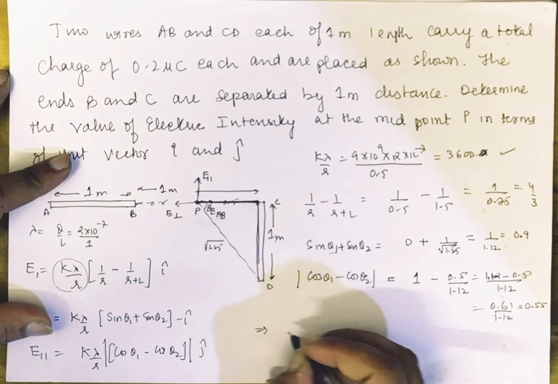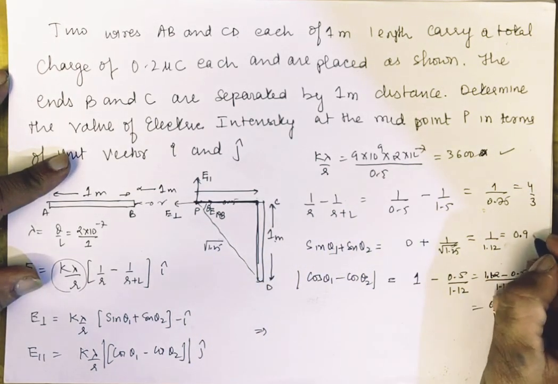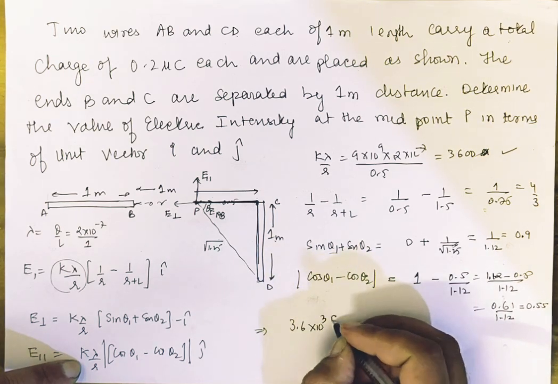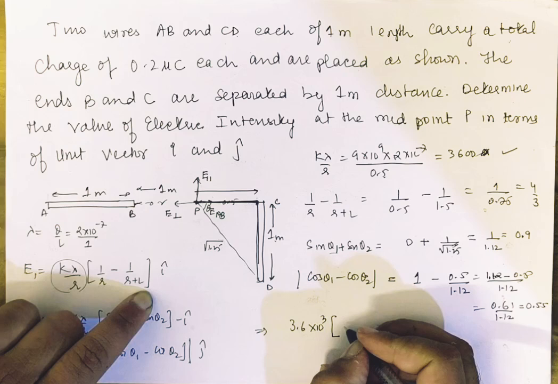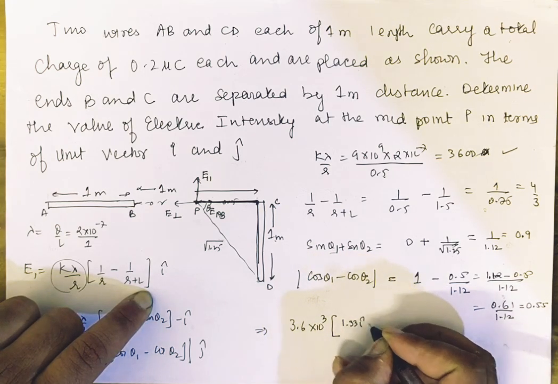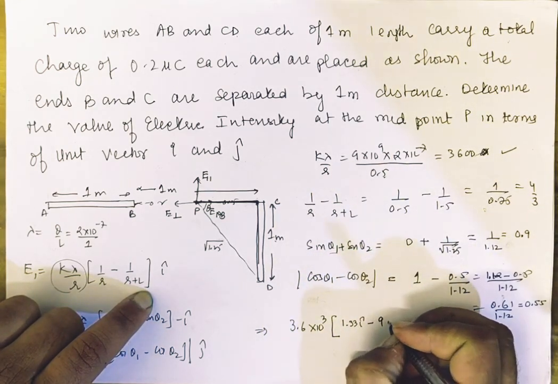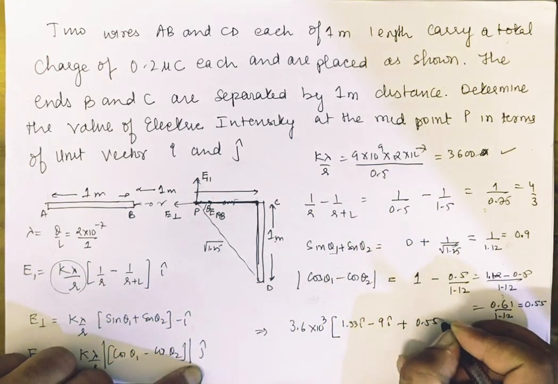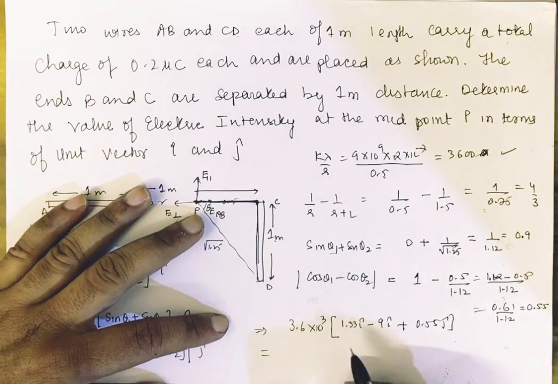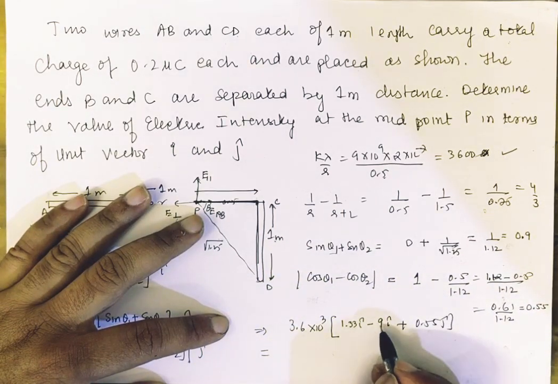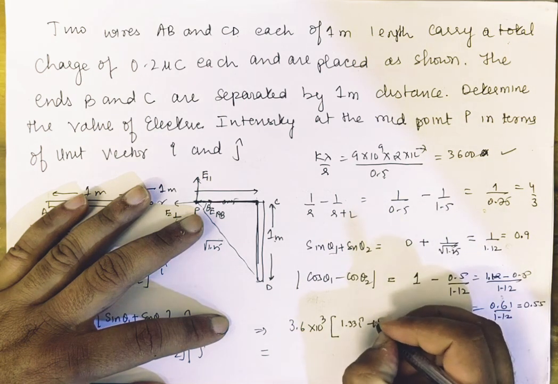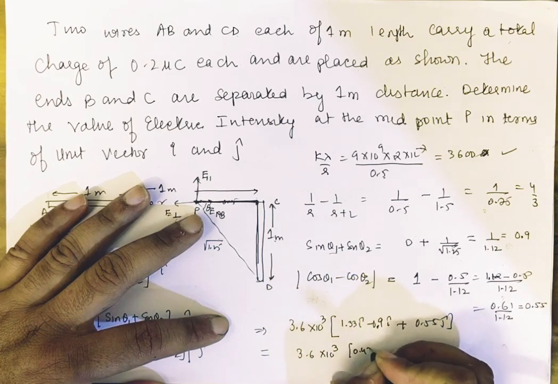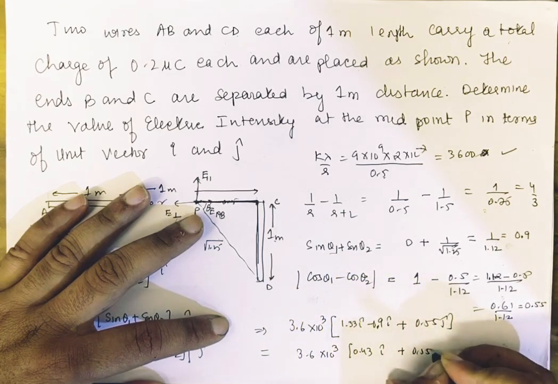So let's solve. This is minus i, right? I can take 3600, that is 3.6 times 10 power 3, common, and write the rest. Now this is 4 by 3 i, 1.33 i minus 0.9 i, because this is also i, and this is going to be plus 0.55 j, a very approximate calculation I'm doing. So 1.33 minus 0.9, I'll get 0.43. So 3.6 times 10 power 3 into (0.43 i plus 0.55 j).